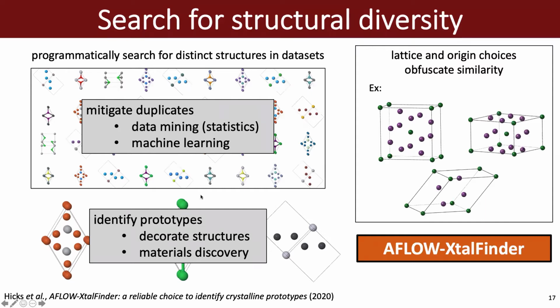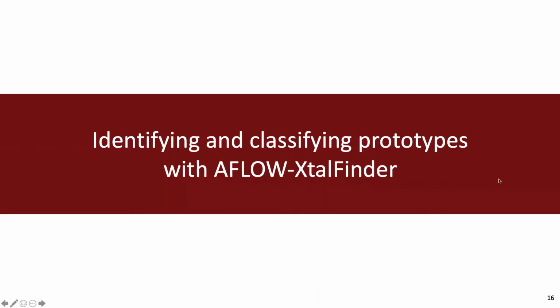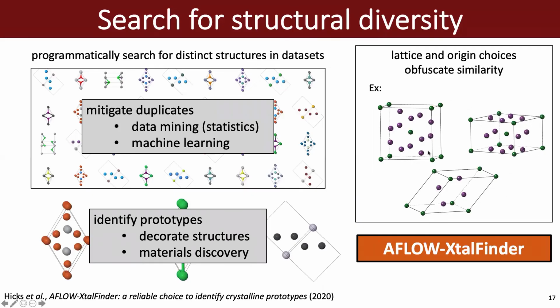And in addition to this, we want to be able to identify prototypes. So again, we want to find these backbone structures so that we can decorate with different elements to facilitate materials discovery. And so why is this difficult? It's difficult because if you remember from session 1, where Corey mentioned that we're modeling a macroscopic crystal via a small non-repeated unit, typically. However, there are many different ways that we can represent this structure.